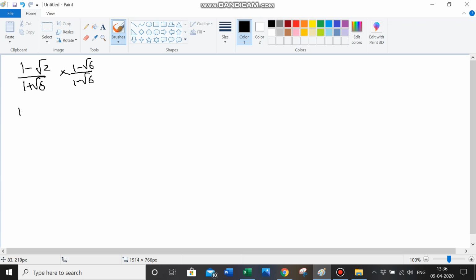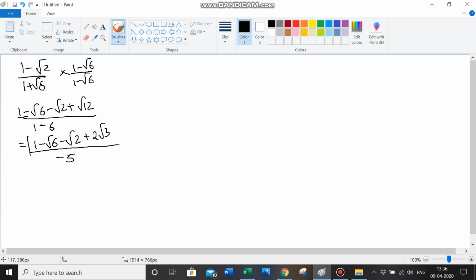When I multiply, this will be 1 minus root 6 minus root 2 plus root 2 into root 6, which will be root 12, divided by 1 square minus root 6 square, which is 1 minus 6. So this will be 1 minus root 6 minus root 2 plus, that will be 4 into 3, that's 2 root 3, upon negative 5. This is my answer.